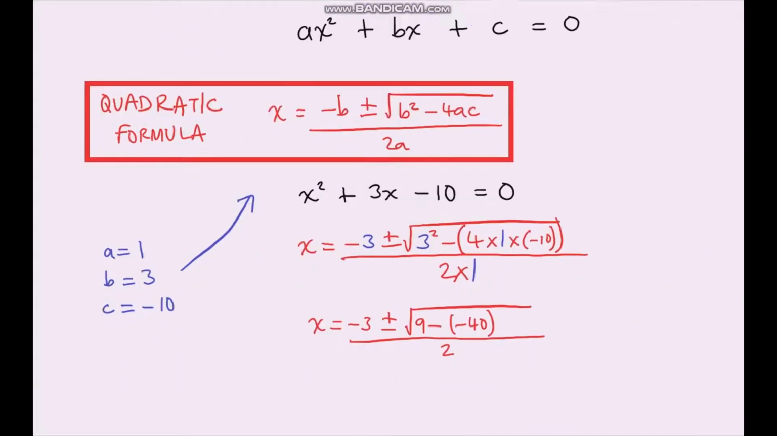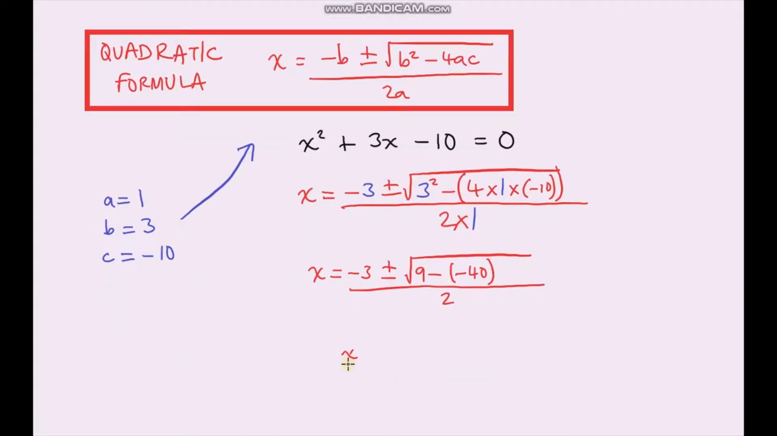Now if I scroll down slightly, we're left with x equals negative 3 plus or minus the square root of 9 subtract negative 40, that's the same as 9 plus 40. 9 plus 40 is 49, so it's the square root of 49, which is just 7. And then we're dividing that by 2. Now we've got two solutions here. We've got x equals negative 3 plus 7 divided by 2, and we've also got negative 3 subtract 7 divided by 2.